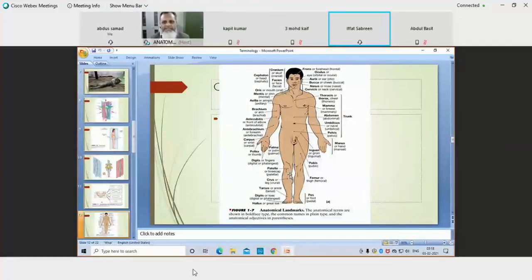I am changing the reference point. If the reference point is my eyes, then my forehead will be superior, and nose will become inferior. Okay. Now I think you are aware of the six terms: anterior, posterior, medial, lateral, superior, and inferior. Any confusion in this? No, sir.